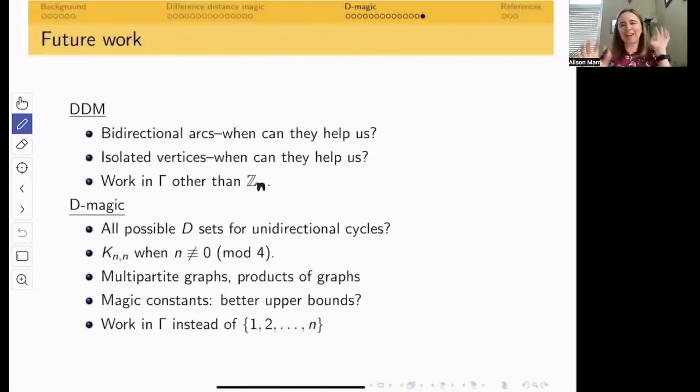I went through that last bit a little quickly just to give some time for questions, but some things that I think are interesting in the first labeling that we talked about are, when can those bidirectional edges or isolated vertices help us?